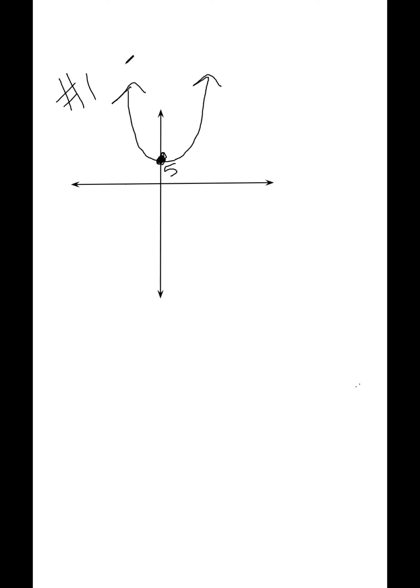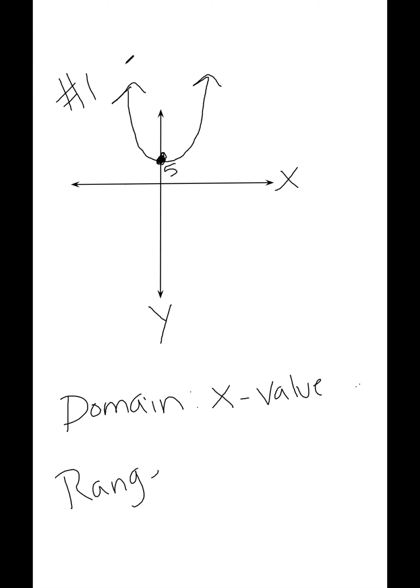Before we go any further, let's label our graph. Remember that this is our x-axis going across or horizontally, and then going up and down or vertically is our y-axis. Let's go over domain and range. Domain is whatever your x values are. Range is your y values. So it just wants to know, how many numbers does x represent? How many numbers does y represent?